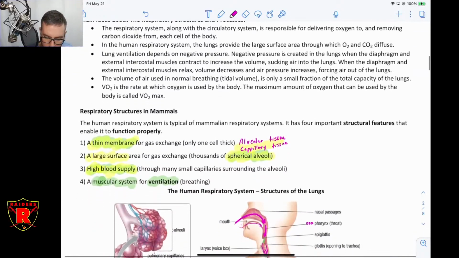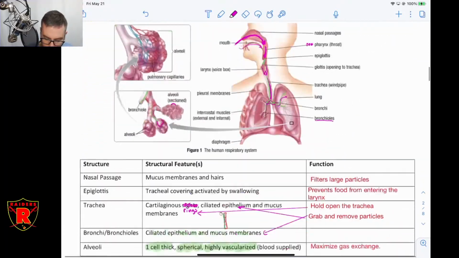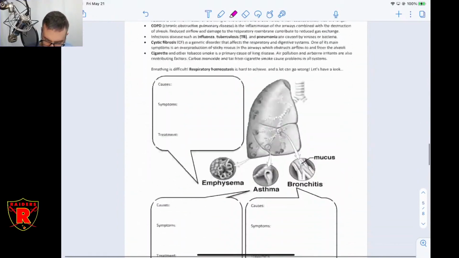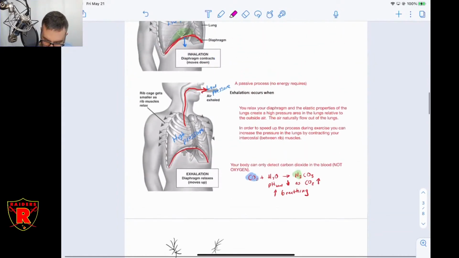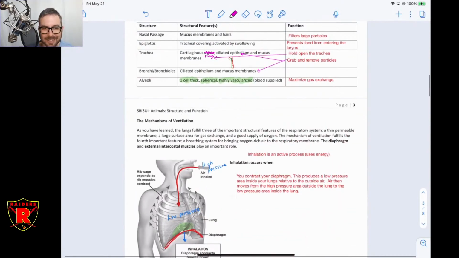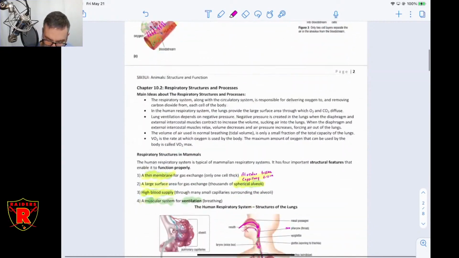Okay, let's talk about some structures of your respiratory system. How much time do I have here? 20 minutes? How far do I want to get here? I don't know if we'll get this far. We'll have to do it when we come back. But let's at least get through the structures.